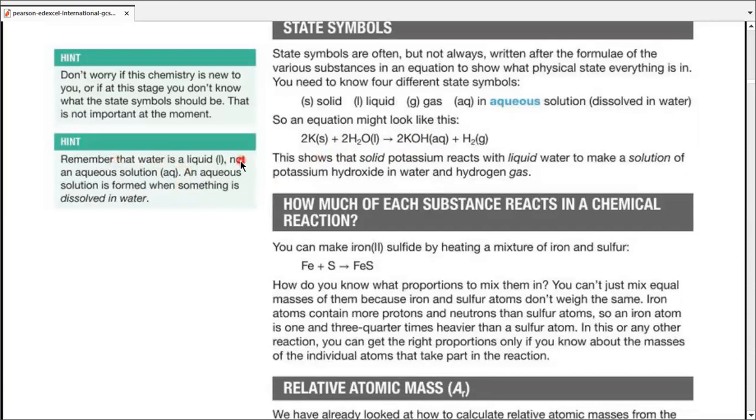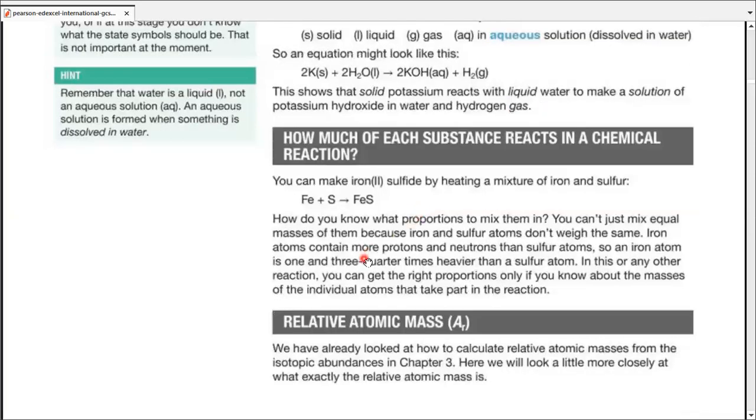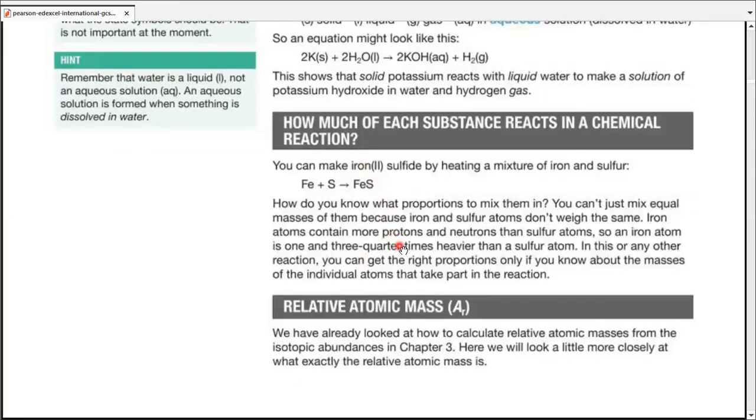Next, water is a liquid and not an aqueous solution. So water can never be AQ, all right? Moving on, as we are going to proceed to the calculations part, the formulae part, we need to work closely with Ar, relative atomic mass.